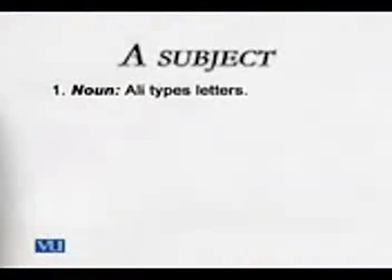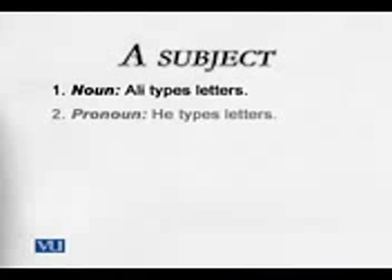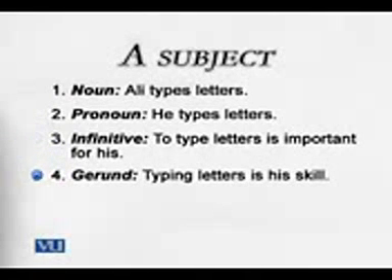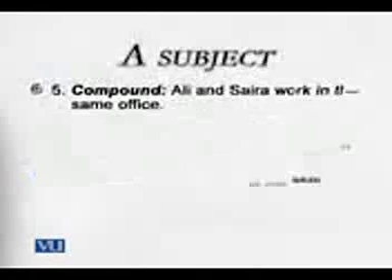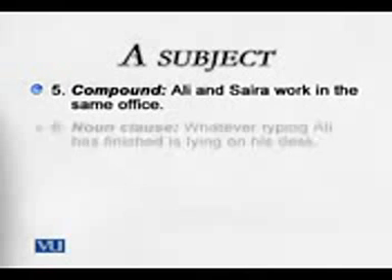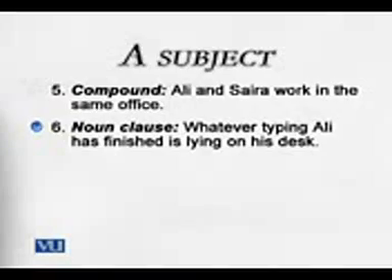What are those 6 ways? What are those 6 types of subject? Let's discuss it one by one. Number 1, subject is noun. Number 2, subject is pronoun. Let me count it for you first, then I'll explain in detail. Number 3, subject can be in the form of infinitive. Number 4, subject can be in the form of gerund. Number 5, subject can be in the form of compound. Call it compound subject. Number 6, it can be in the form of noun clause.